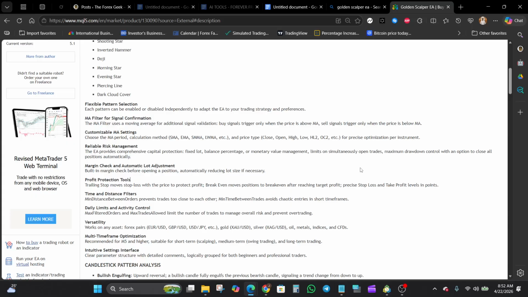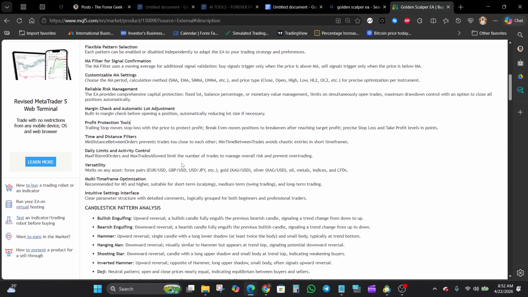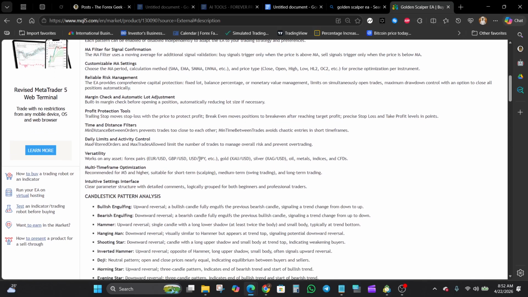You also have trailing stop and break even functionality. All right. These help protect profits once trades move in your favor. But depending on how tight those settings are, they can either secure gains or cut trades too early before they fully develop. And finally, there are filters like minimum distance between trades and minimum time between trades and all of that, right? So these are designed to prevent over trading, which is very important for scalping systems. The benefit is better trade quality, but the downside is fewer trades overall.